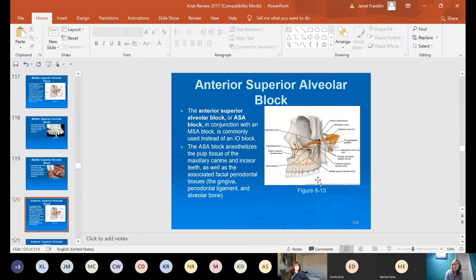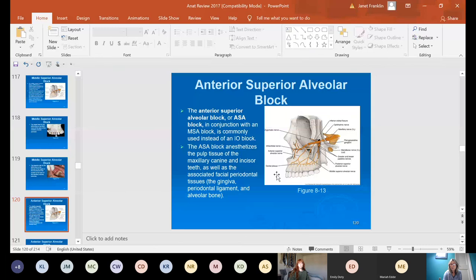There is an injection where you can go in and you can come up really deep. So you'd be entering right about here. And you would go up with a long needle and you would try to catch this nerve right here and inject so that it will numb this whole area right here. So you can numb the anterior and the premolars all at once. We don't do that injection. It also numbs the lower part of their eye, and that's part of the reason we don't. We do two separate injections.